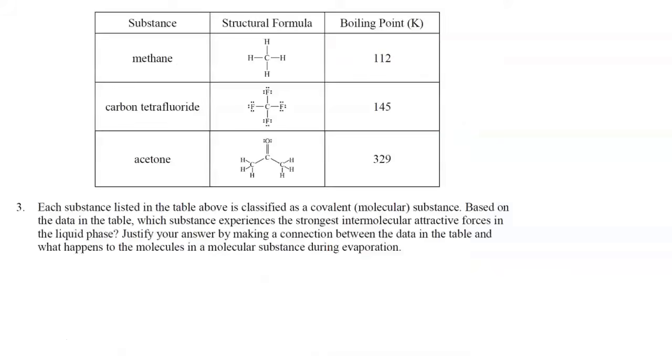Question 3. Each substance listed in the table above is classified as a covalent molecular substance. Based on the data in the table, which substance experiences the strongest intermolecular attractive forces in the liquid phase? Justify your answer by making a connection between the data in the table and what happens to the molecules in a molecular substance during evaporation.